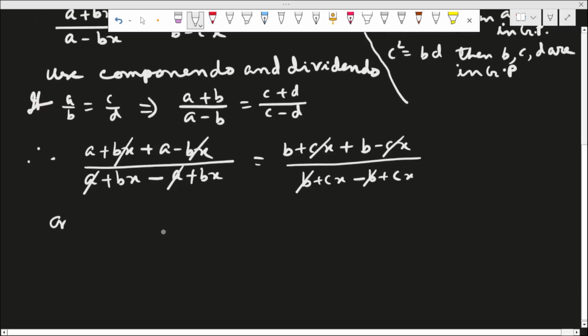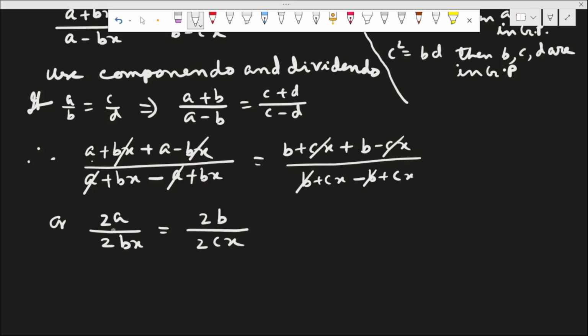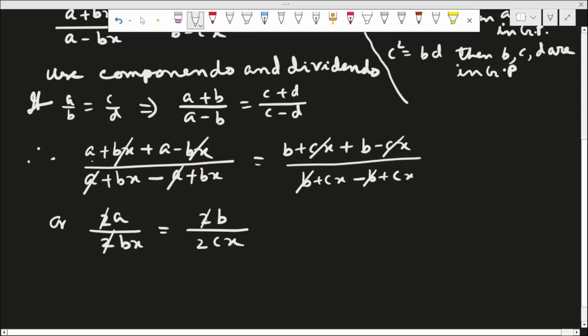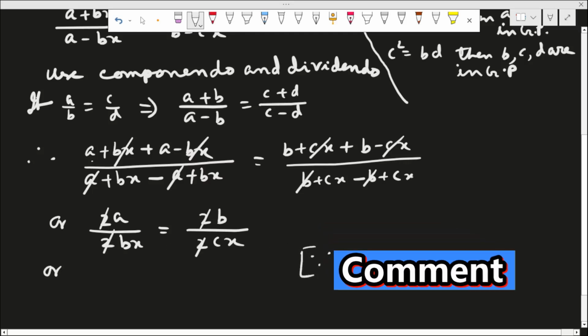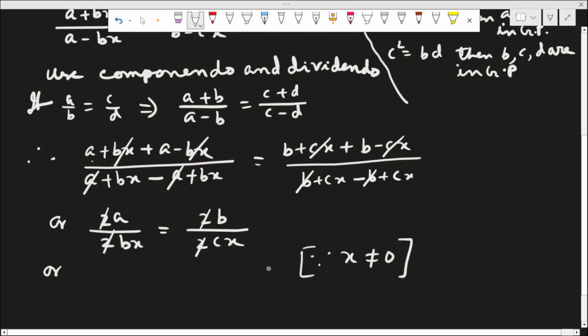So twice A, plus A, Bx plus Bx, 2Bx. Similarly, right hand side 2B, 2Cx. 2 cancelled, here 2 cancelled. x we may cancel because we are writing x is not equal to 0. Therefore, we are cancelling x from both sides. So A by B is equal to B by C.